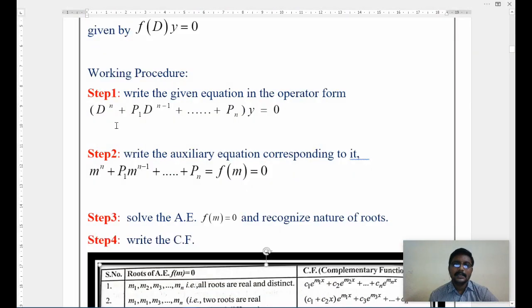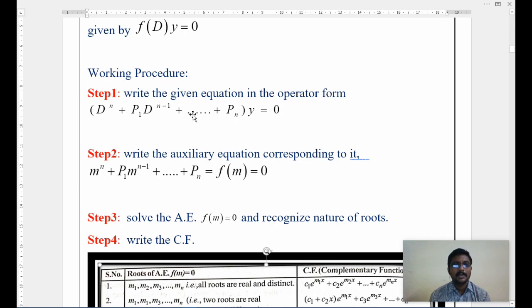Operator form is (D^n + p1 D^(n-1) + and so on + pn) y = 0. So it is the operator form of the given equation. Whenever the general form is given, we just write the operator form, so that we use the operator D. What is D here? D stands for the differential operator, that is D = d/dx. So using operator D, we write the given equation in operator form.